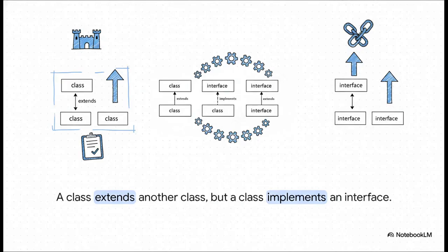Okay, let's talk keywords, because this is important. As you see here, a class extends another class to inherit from it, but when a class uses an interface, the keyword is implements, and that word is a promise. It's a signal that your class is signing the contract and is guaranteeing it will provide an implementation for every single method defined in that interface.